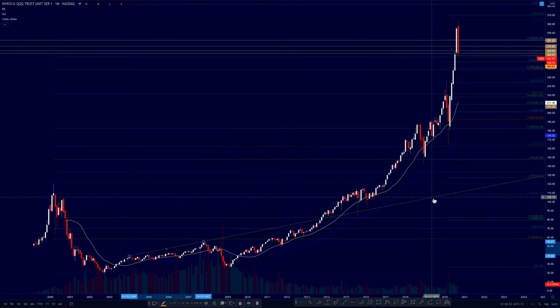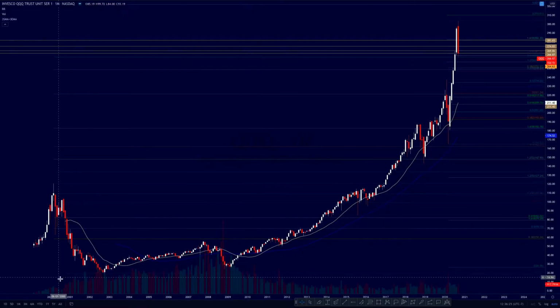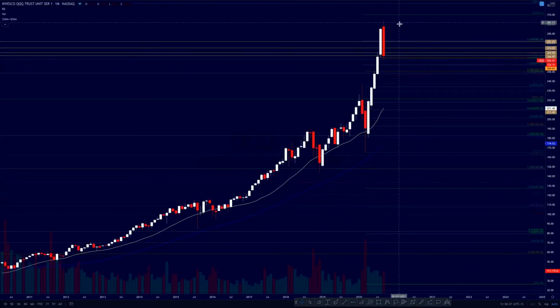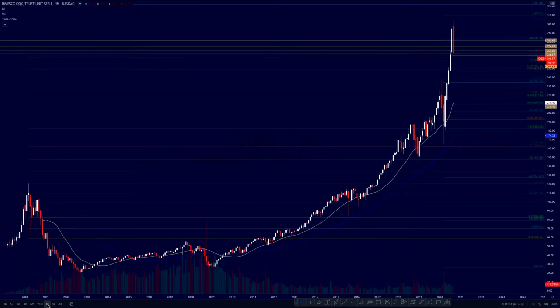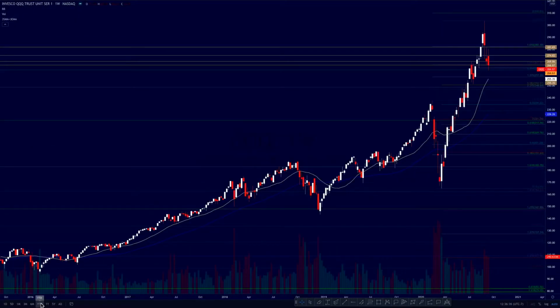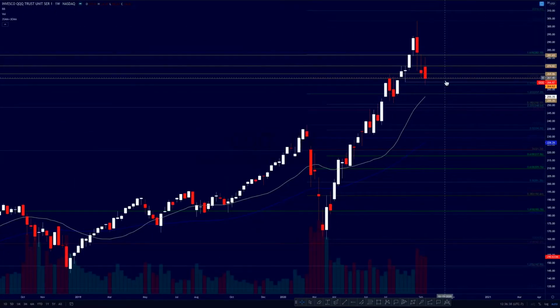So if you look, the QQQ is overextended as well. Triple bearish divergence. We'll look at the weekly. The weekly has a better bounce area than Apple. We could bounce off the 255.